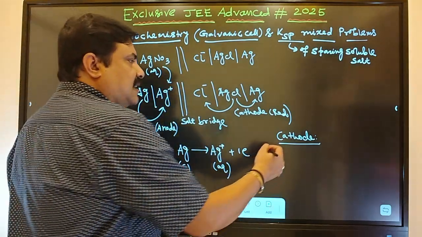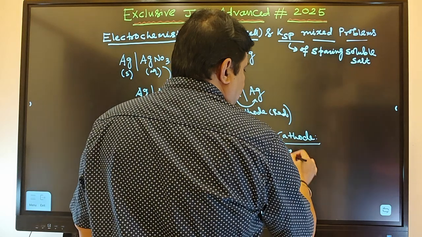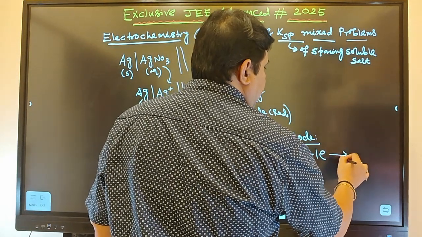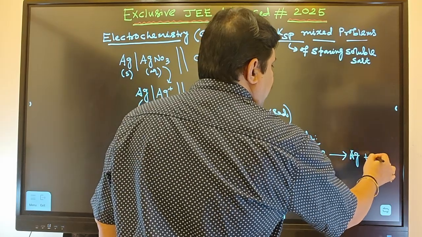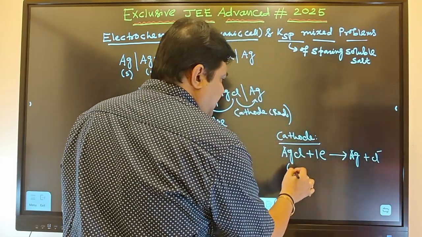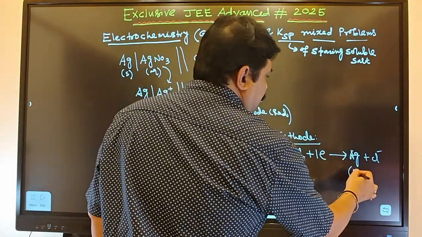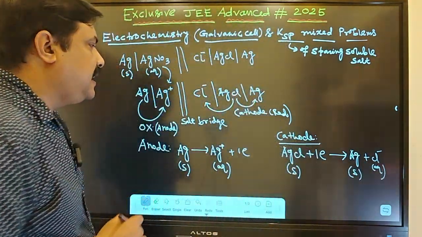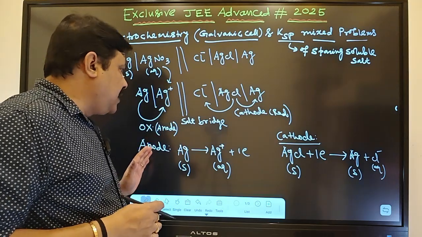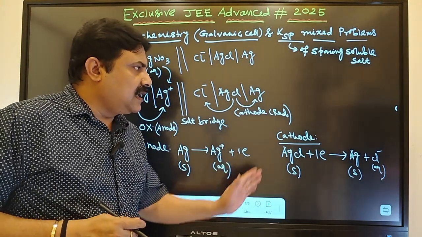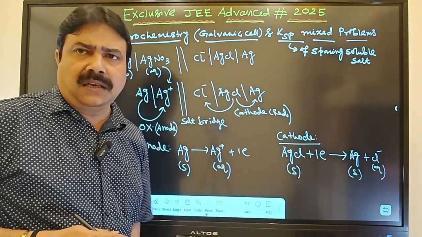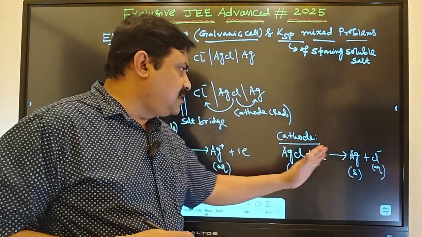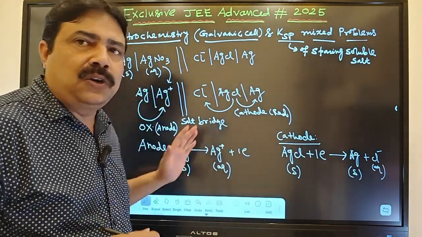So then for the cathode reaction, you can write AgCl taking 1 electron and converting to Ag and leaving behind the Cl minus. That means AgCl is a solid, Ag is also solid, and Cl minus will be aqueous. Now if you look very clearly, this is your anode reaction, loss of electron, cathode reaction, gain of electron, and the salt bridge is connecting both electrodes. And this is the scenario happening over there.